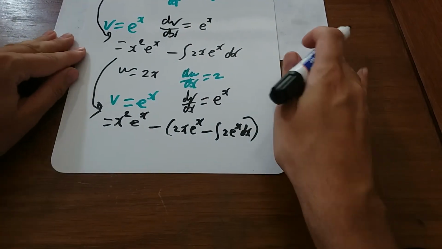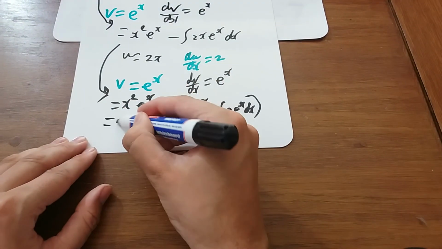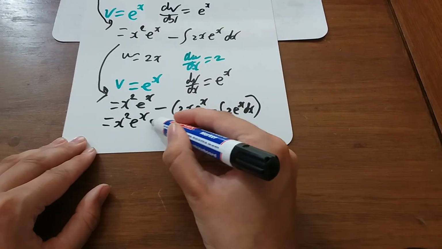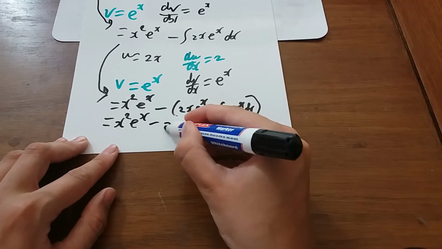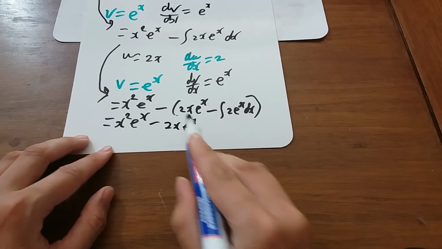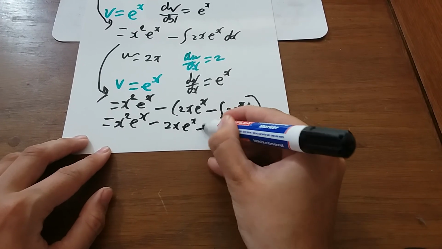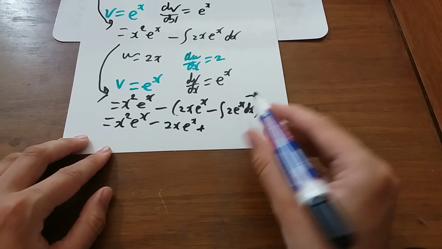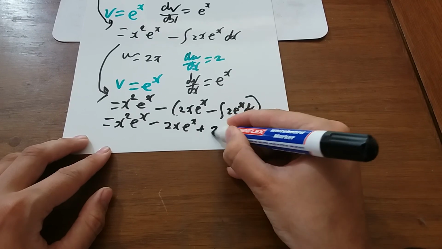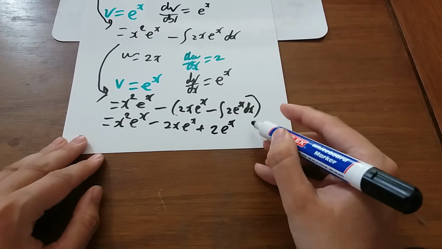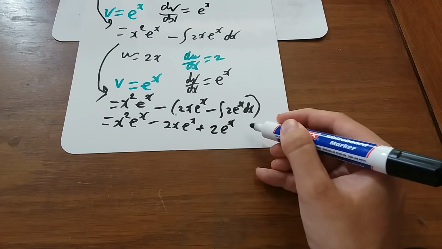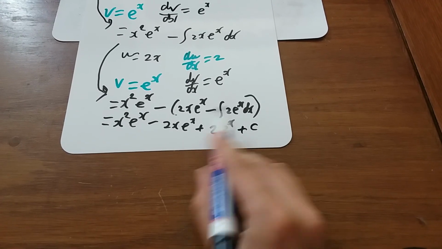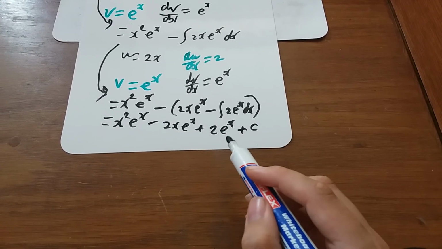Right, last bit, we don't have to use integration by parts again because this final integral we can actually just integrate. So we've got minus this bit, 2x e to the x. Minus times minus is plus. And this thing, integrating e to the x, is e to the x. So 2 e to the x, it just stays the same. Final thing I need to remember, plus c. Remember, whenever the last integral sign goes, we're going to get plus c.